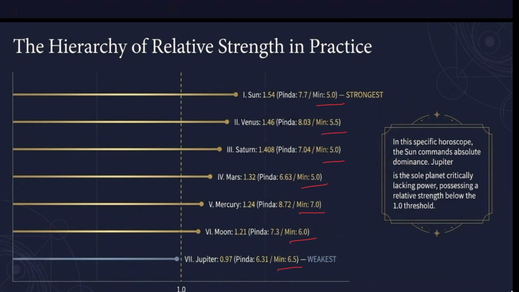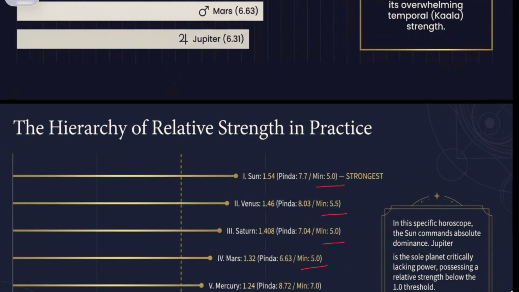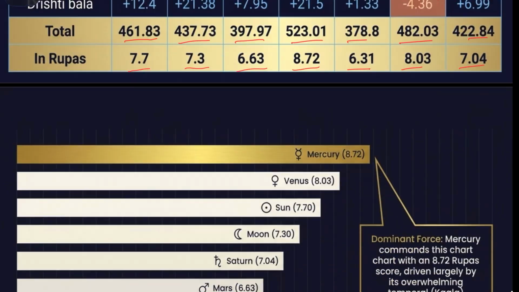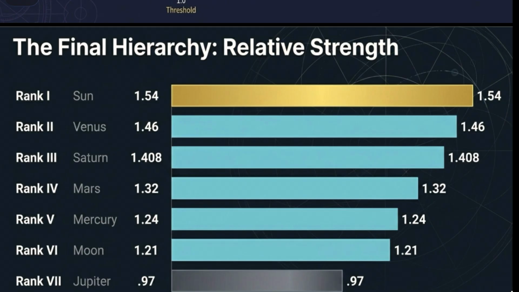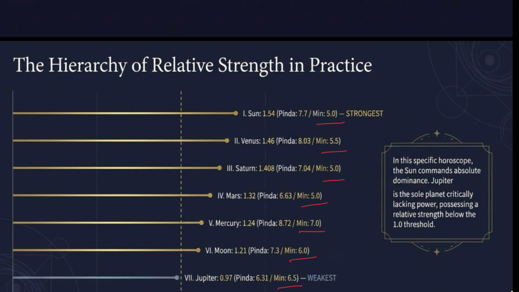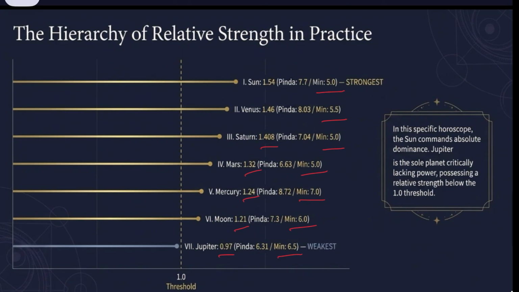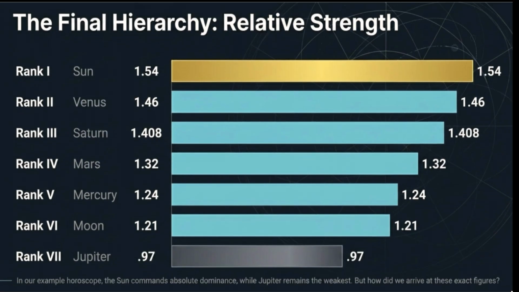Whatever Shadbala Pinda we received in the previous calculation, when we divide it by 60, we divide that value by this minimum value and then we get a relative strength. If we divide Sun by 5, we get 1.54. For Venus, we get 1.46. For Saturn, we get 1.408. For Mars, we get 1.32. For Mercury, it is 1.24. For Moon, it is 1.21. And for Jupiter, it is 0.97. Based on that, we get the ranking.